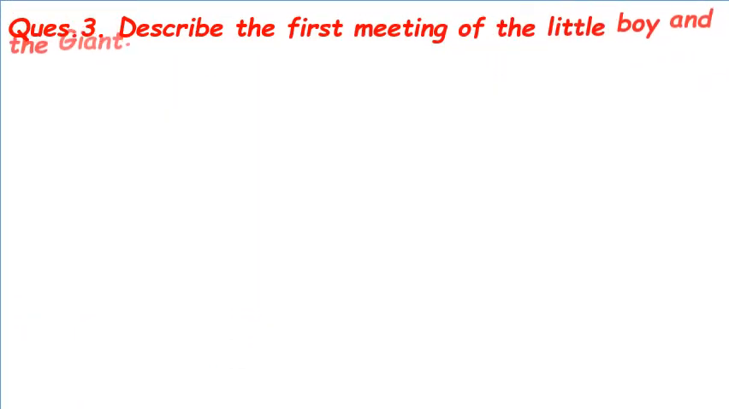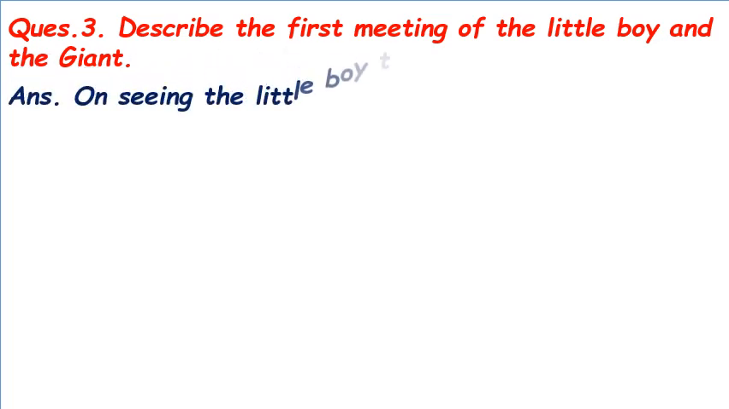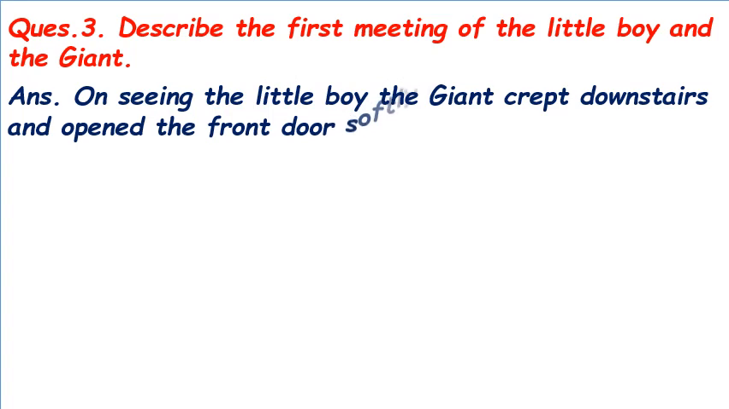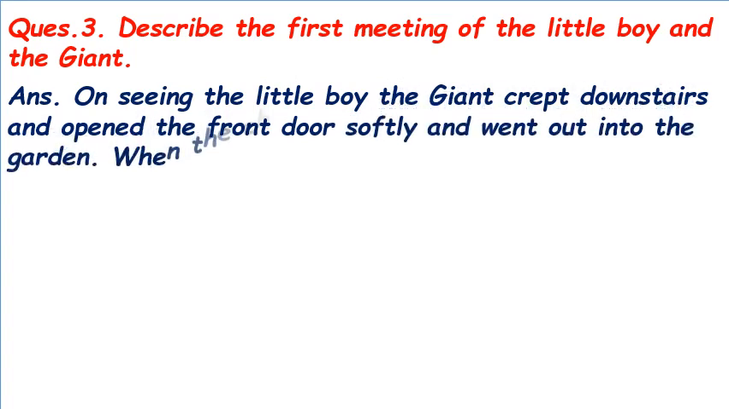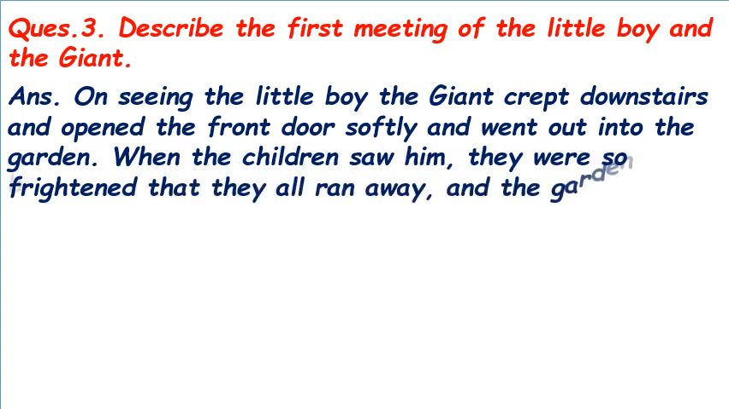Question number 3 is, describe the first meeting of the little boy and the giant. The answer is, on seeing the little boy, the giant crept downstairs and opened the front door softly and went out into the garden. When the children saw him, they were so frightened that they all ran away, and the garden became winter again.